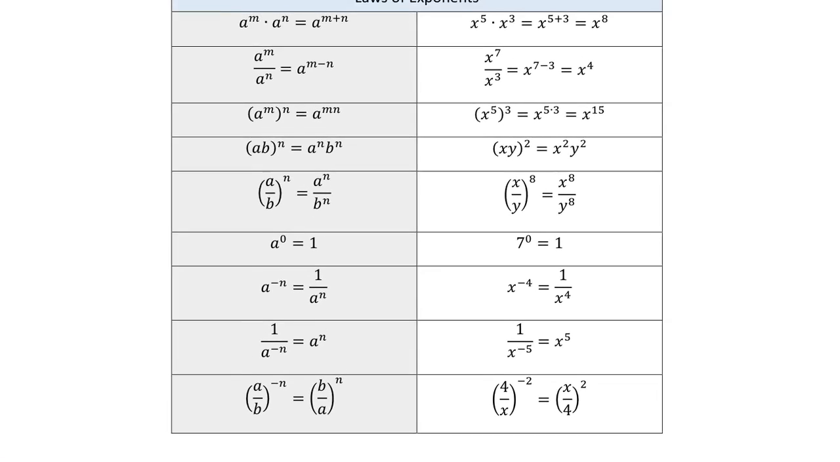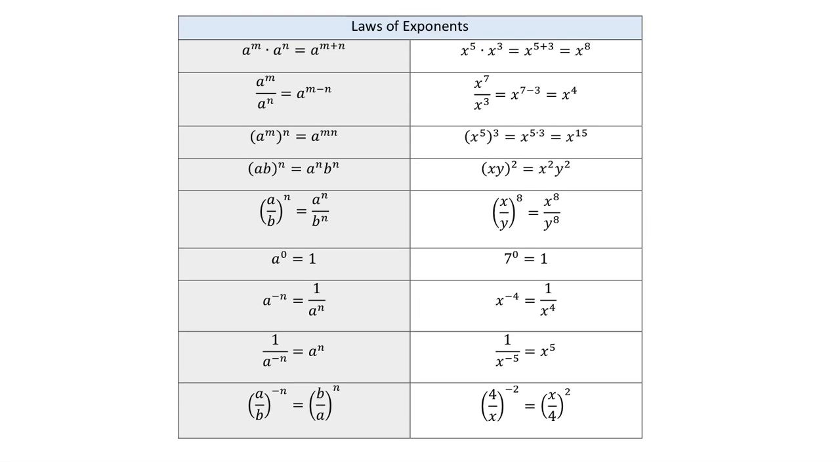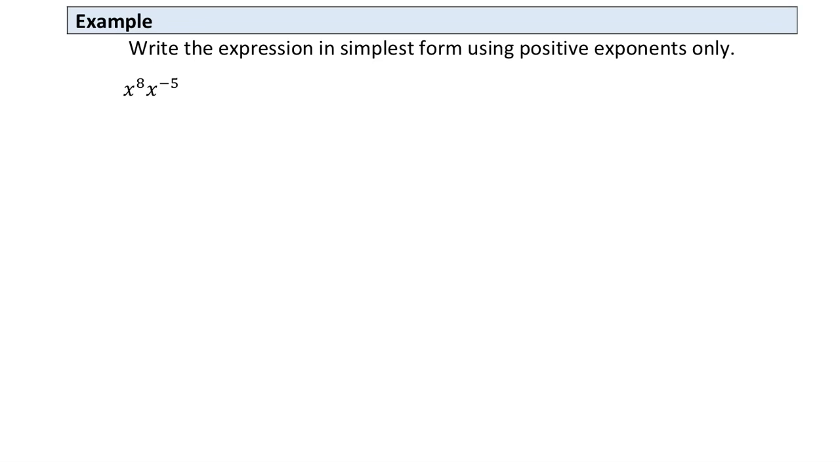Now we will use these laws to simplify expressions. In the first example, we will simplify the expression x to the power of 8 times x to the power of negative 5. When we simplify expressions, we have to make sure that the answer does not have any negative exponents. Instead, all the exponents have to be positive. In this expression, we are multiplying x to the power of 8 by x to the power of negative 5. So we are multiplying two expressions that have the same base, therefore we will add the exponents.